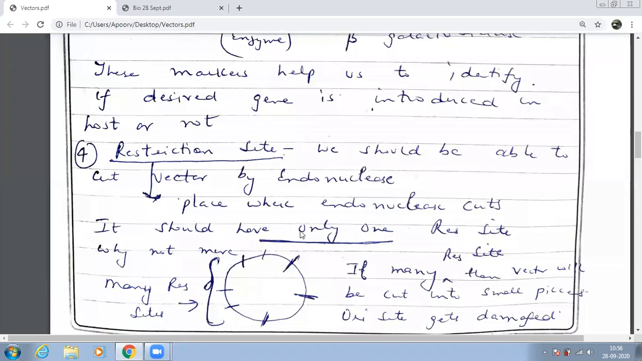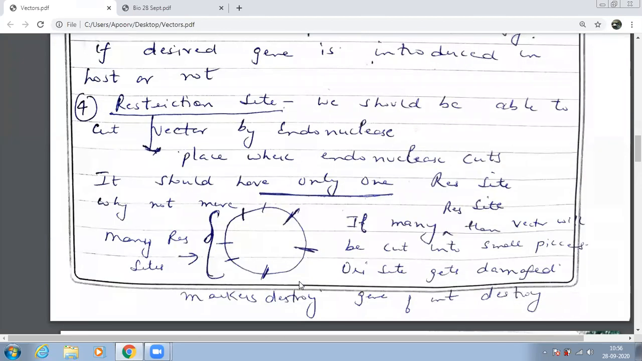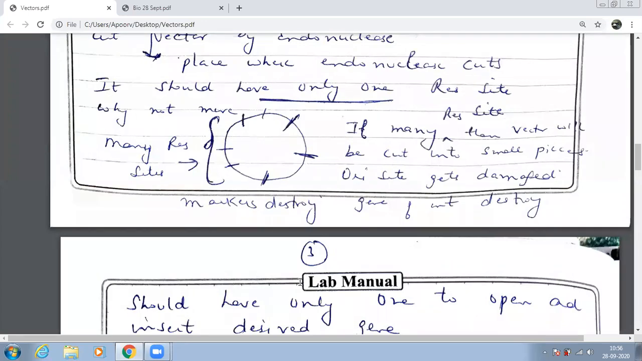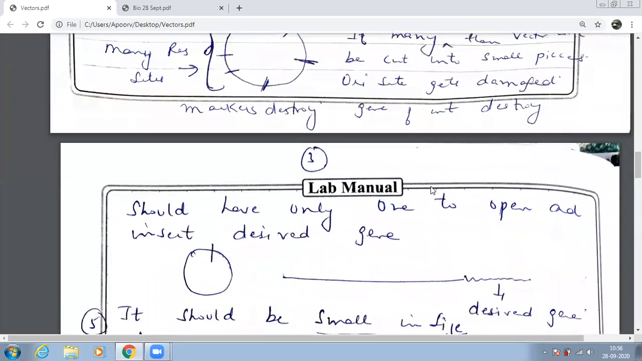The fourth thing, which is very important, is the restriction site. It is better to have only one restriction site, because if we have many restriction sites and all of them start cutting, say I take HindIII and put it everywhere, then this plasmid will cut at so many places. All your things will get damaged, restriction sites and even your markers will get destroyed. So it is better we have only one site which can open.